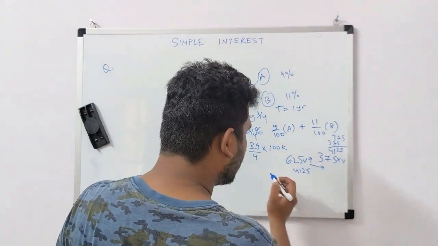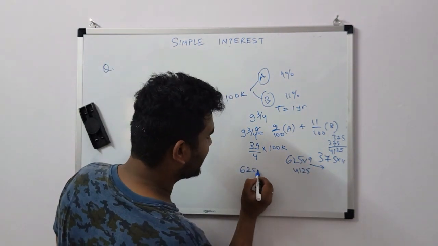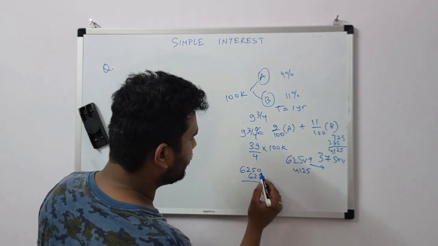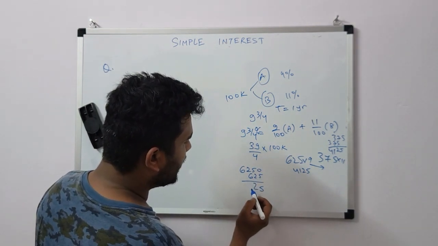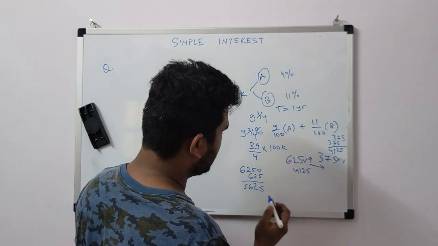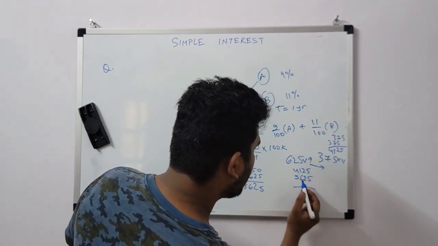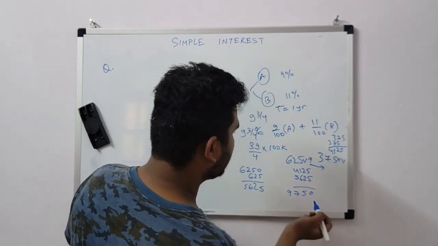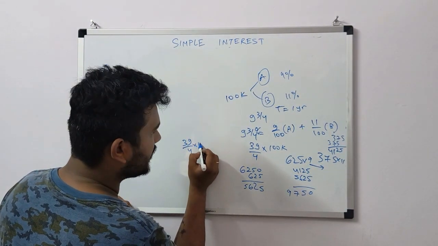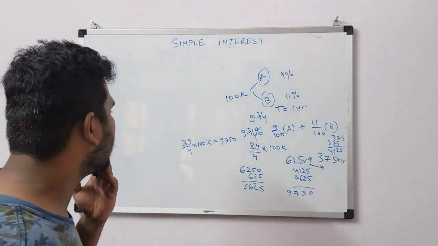And this, if this were 10, it would be 6250. So 6250 minus 625 is 625 into 9. Think about it. 5625. I think we need to add them. So 9750. What is this now? 39/4 into 100k is 9750. If this works out, then option number A is correct.